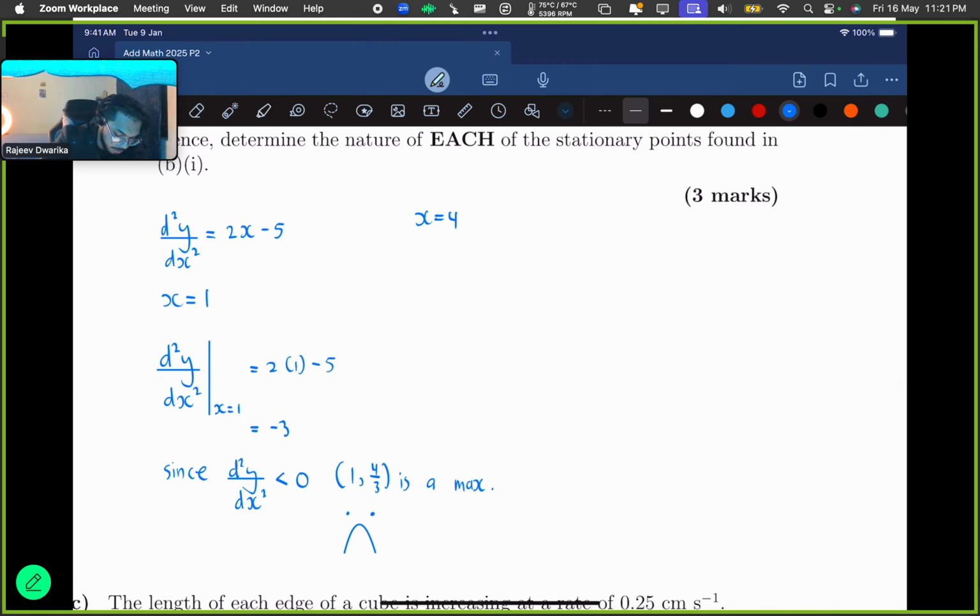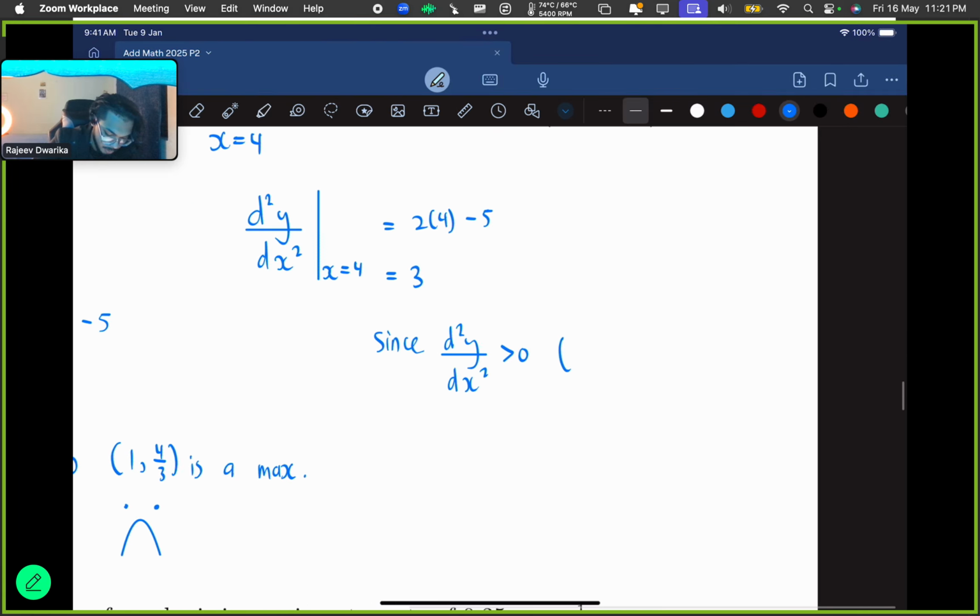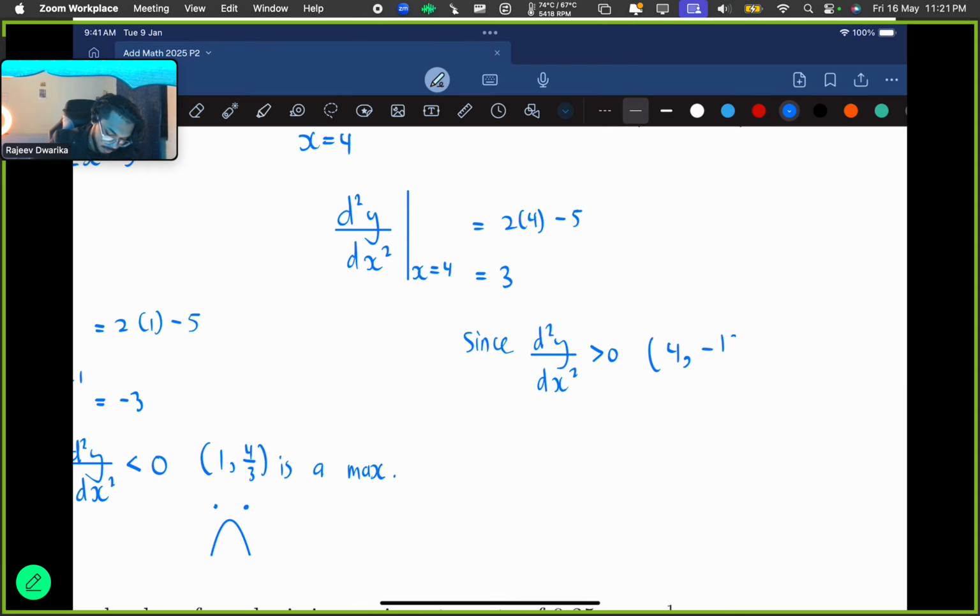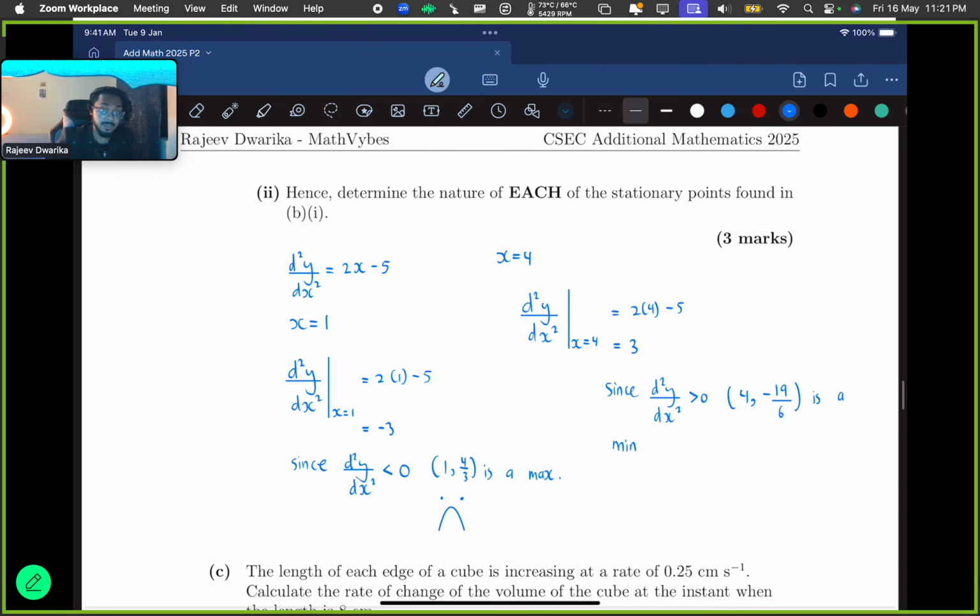Right, let's plug in 4 into that real quick. We have x is equal to 4, and that'll be 2 by 4 minus 5. That's 8 minus 5, which is 3. And so, since d2y dx squared is more than 0, the other point, which is 4, minus 19 over 6, is a min. Right, so those were your solutions for that. Let's keep moving on.